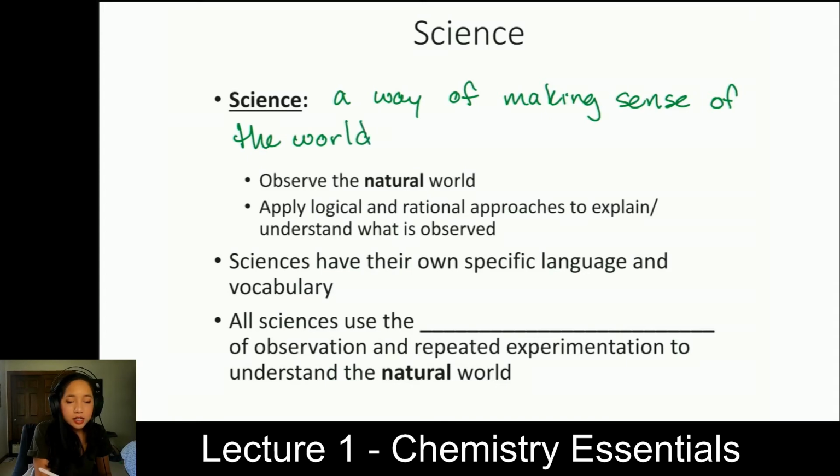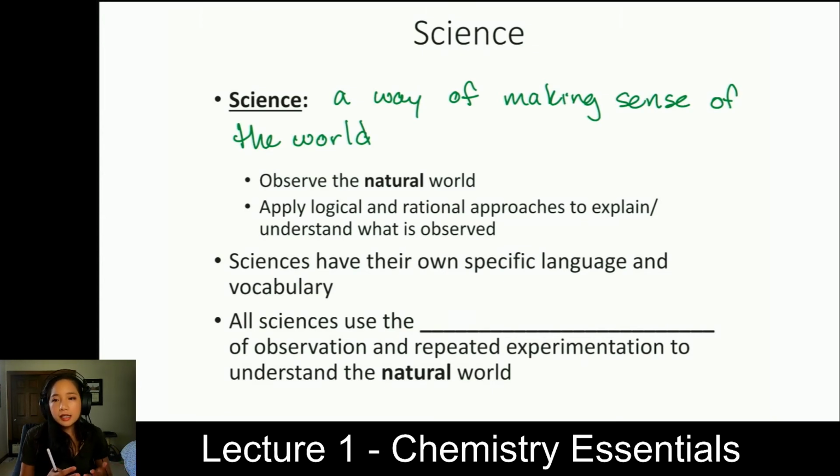And in our science classes, we all use different approaches to explain the natural world. So in biology, you look at the world of the living. In chemistry, we look at the chemicals that exist in our world, and in physics, we look at the physical aspects of the world. So in all of those subjects, we observe the world through that specific lens, and in all of those subjects, we apply logical and rational approaches to explain the things that we see.